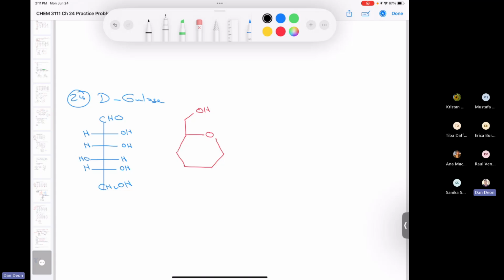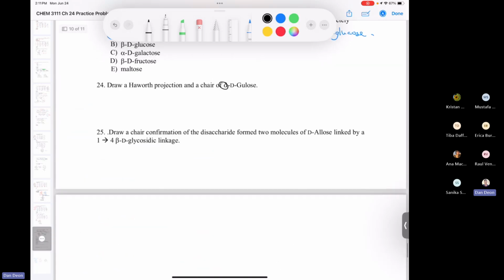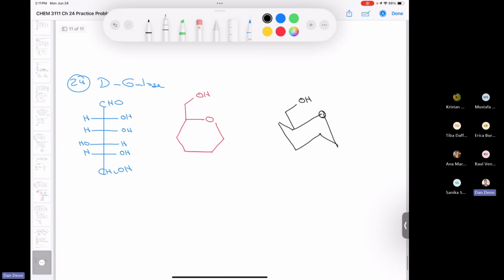The same thing with a chair. If I draw a chair, this part, okay, with the oxygen here and CH2OH, this part never changes. These two are actually identical to each other, okay? They never change. Now, what it's asking for here is alpha D-glucose. So I know on my anomeric carbon, which is carbon number 1, that my hydroxyl is going to be pointing down here. And here it's going to be pointing down as well because I'm asked to draw alpha D-glucose.